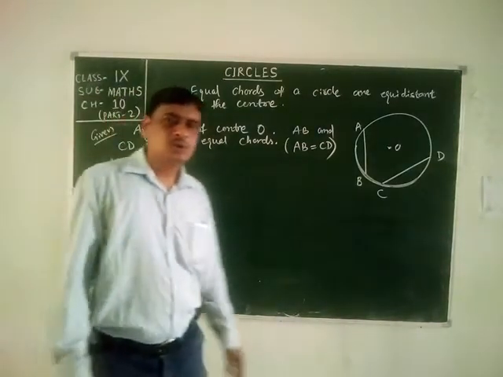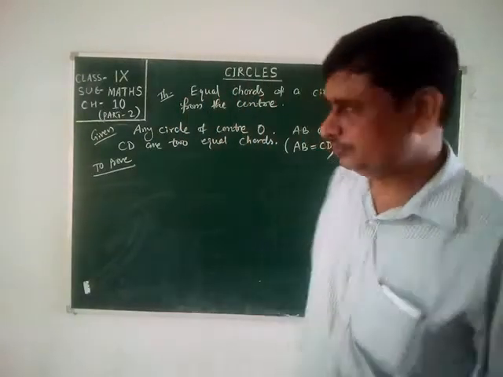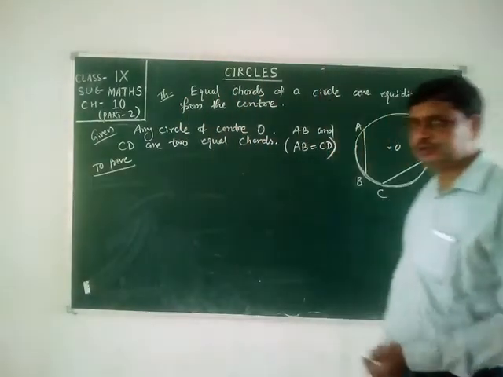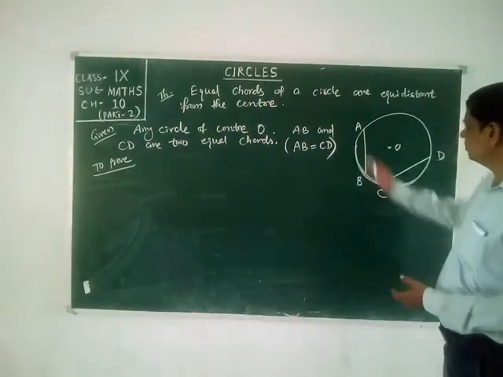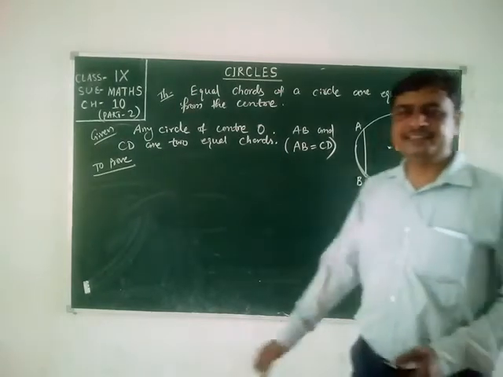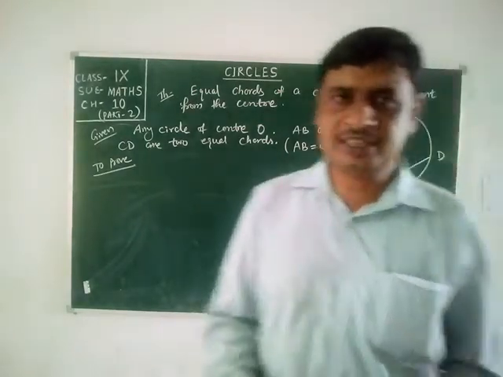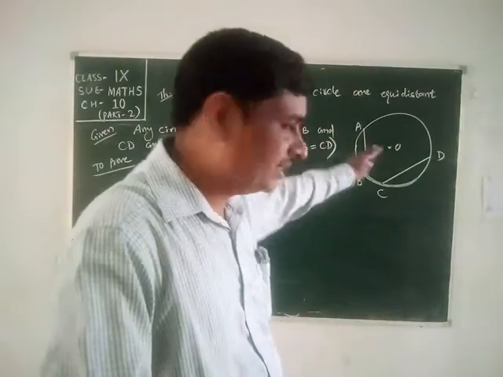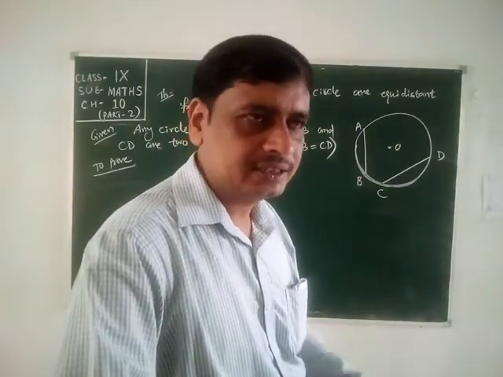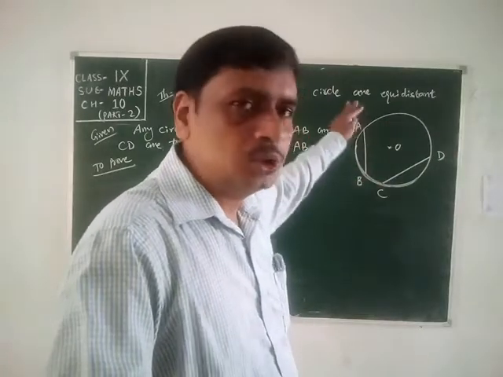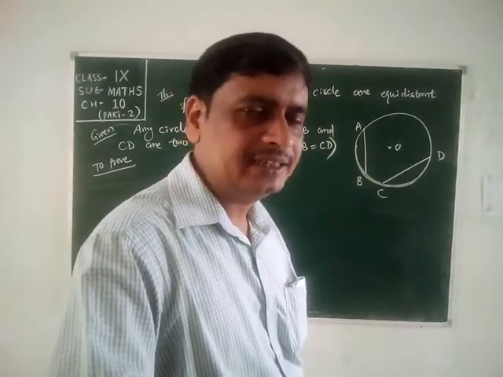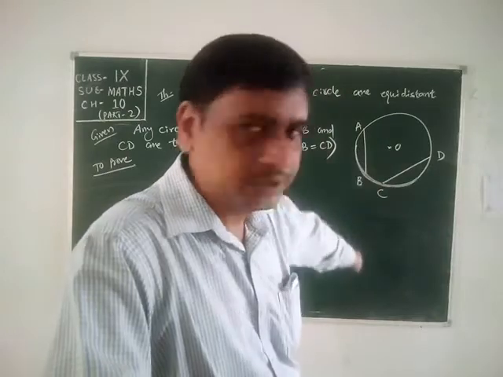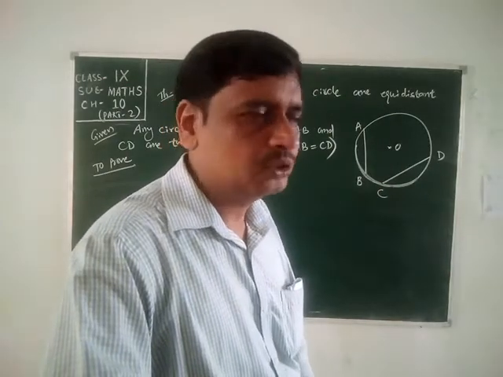To prove, what we have to prove here? We have to show both the chords AB and CD are equidistant. Equidistant means they have the same distance from the center O. The distance from the center O to chord AB and the distance from the center O to chord CD both are equal.